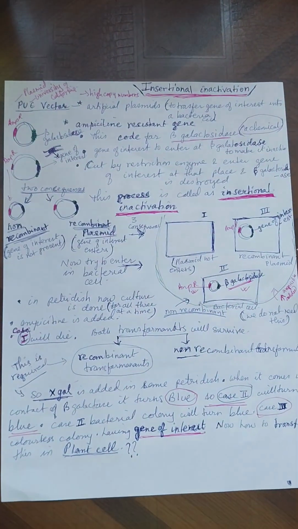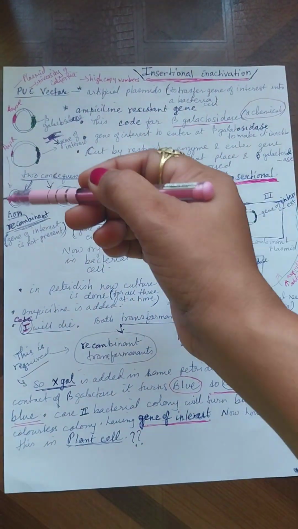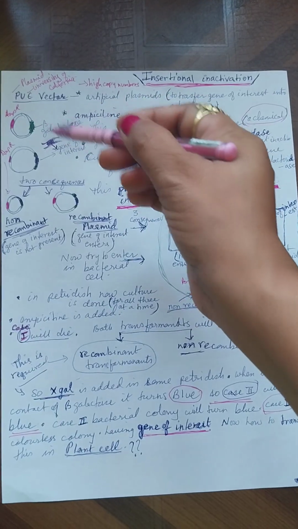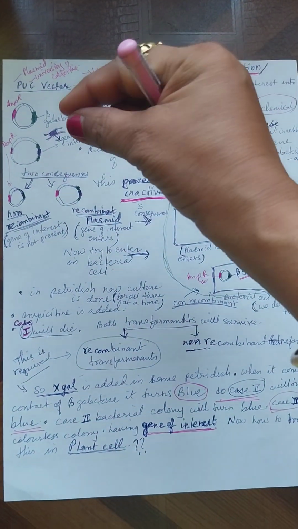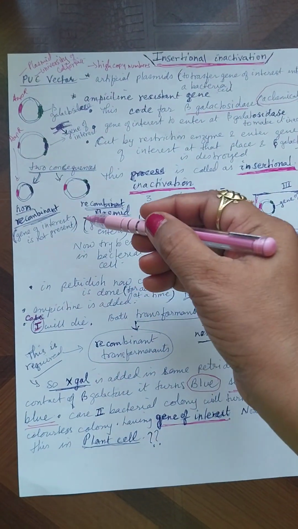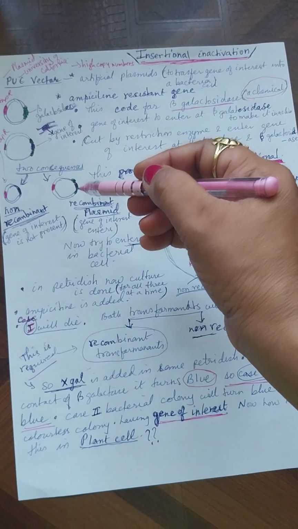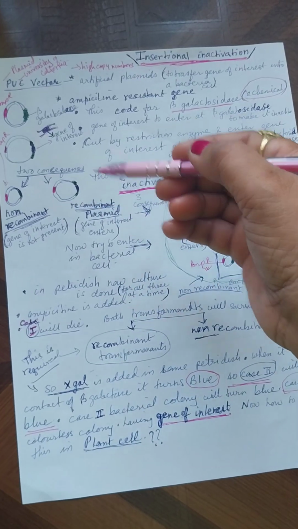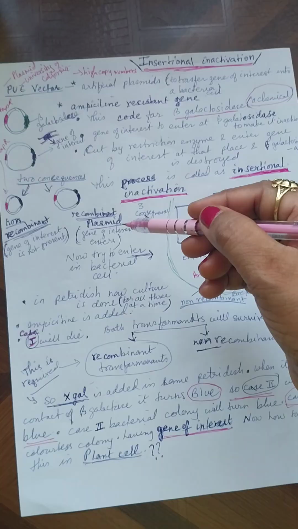This will become inactive. Now, when we are doing this experiment, two cases can be there. One case can be that there is a cut in this and this both, but the gene of interest does not enter. As these have sticky ends, they will unite and the form which we will get will be the non-recombinant form. Another case will be that the beta galactosidase gene gets destroyed and the gene of interest enters, and that form will be known as recombinant plasmid.